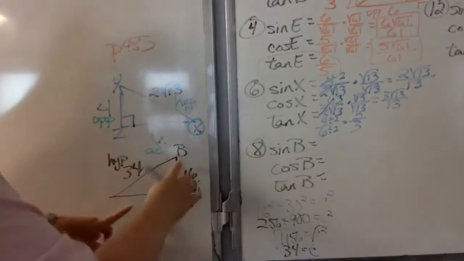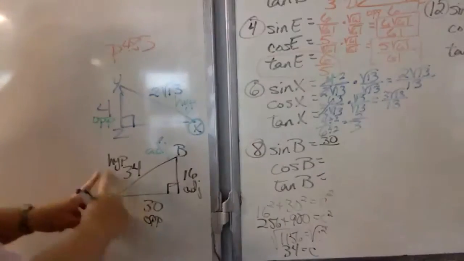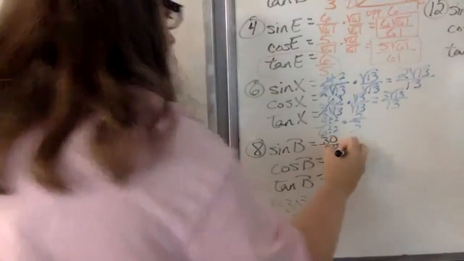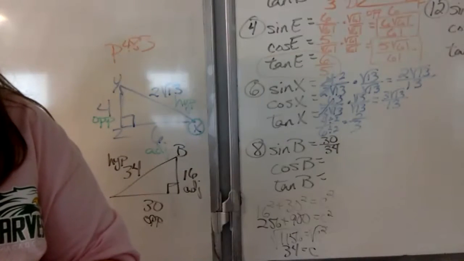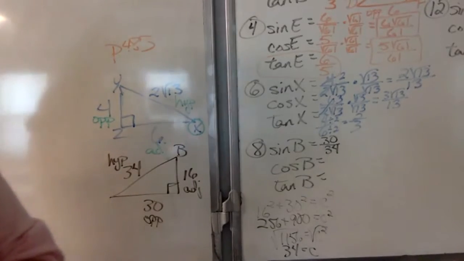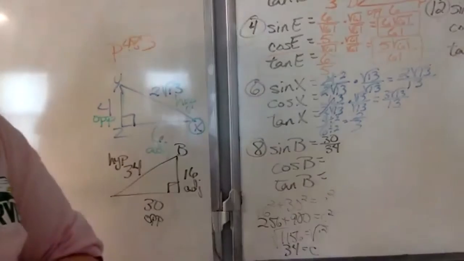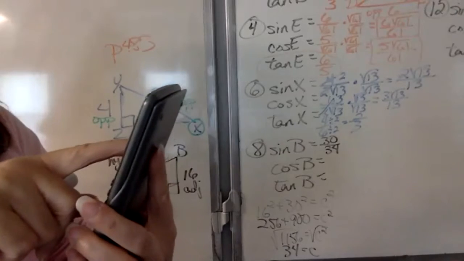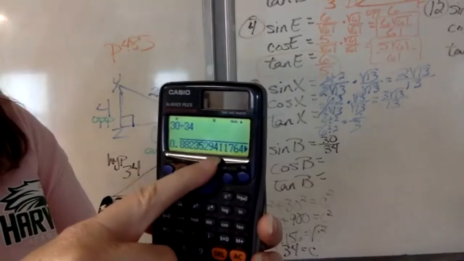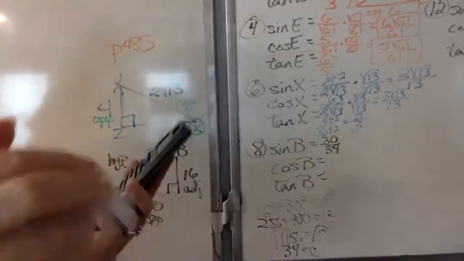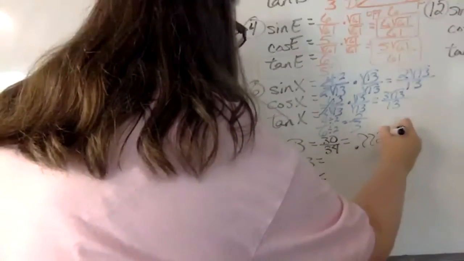So sine of B is opposite over hypotenuse, 30 over 34. So all you do is you take 30 divided by 34, and you get this big long decimal that goes all the way across my calculator, repeating. Now, it said you want 4 decimal places. So I look at the first 4 numbers, and I have 8, 8, 2, 3. Then the next number is a 5. Is that 5 going to make the 3 go up? Yes. So it's 0.8824.